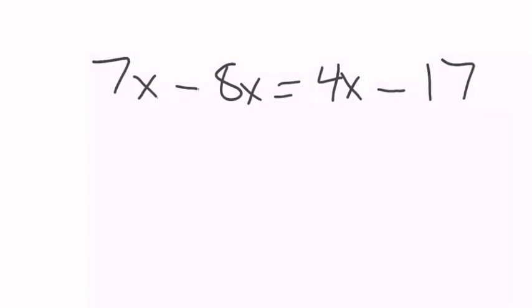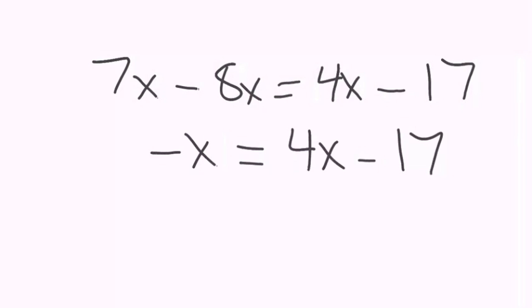So as you see on the left side, we have a 7x and a negative 8x, and they are like terms. So we will first combine those. 7x minus 8x will give us negative x, which will equal 4x minus 17. And you notice on the right side, you cannot combine those because one has an x and one has a negative 17. So what we're going to do now is something a little different.